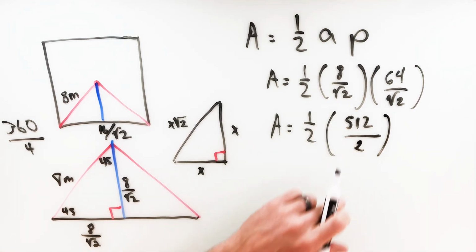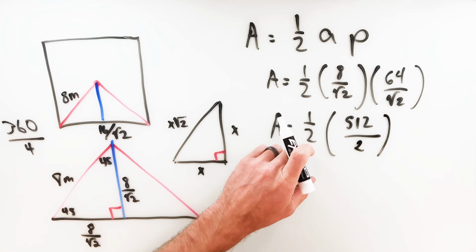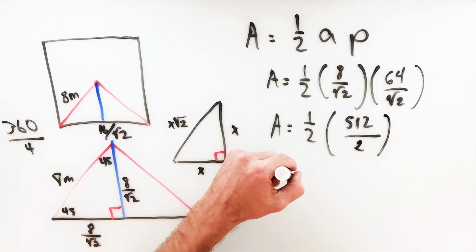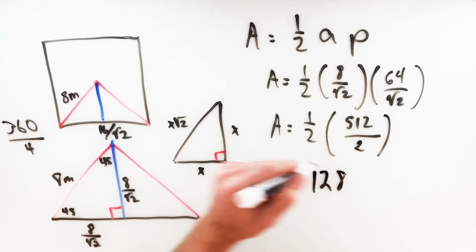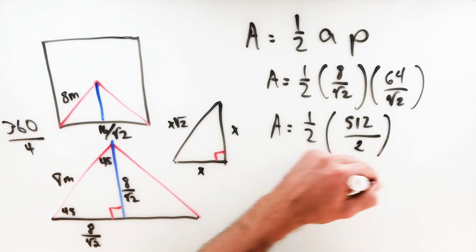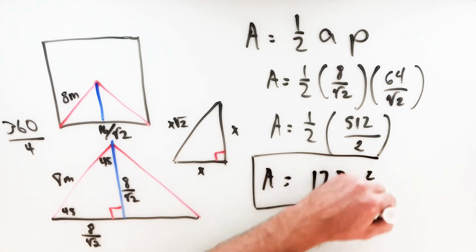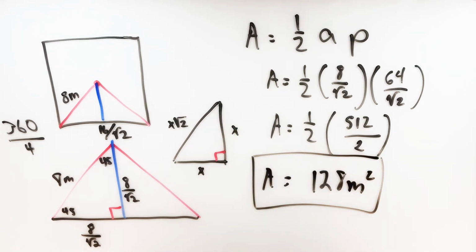Okay, so 512 over 2 times a half. 2 times 2 is 4. 512 divided by 4, that is 128. And we are in meters. So we got the area of this square, 128 square meters.